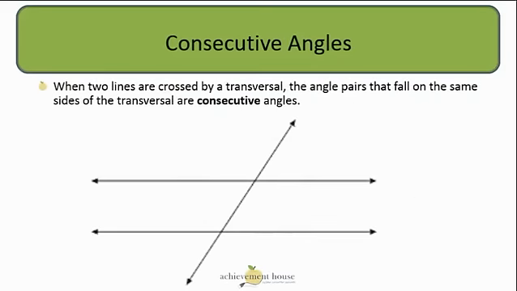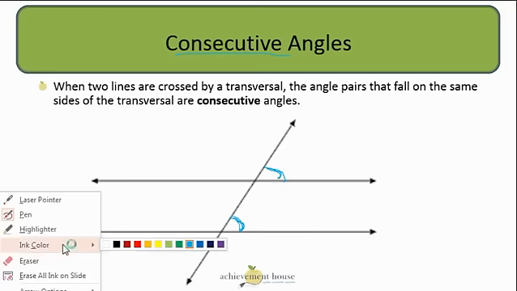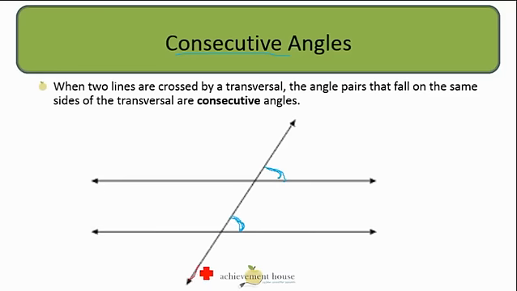Now we're going to talk about one more pair of angles that is formed when two lines are cut by a transversal. First, I want to talk about what it means to be consecutive when we're talking about angles in this situation. Consecutive angles are simply angles that are on the same side of the transversal. So technically, corresponding angles are consecutive angles. Remember, the transversal is the line that cuts or crosses the two lines.